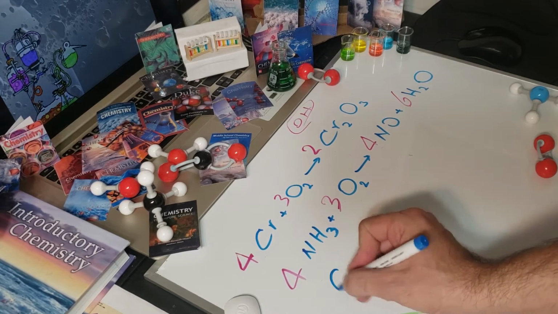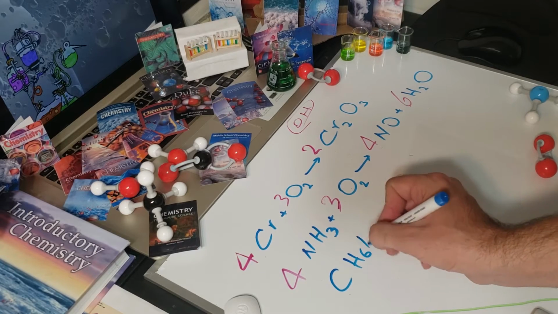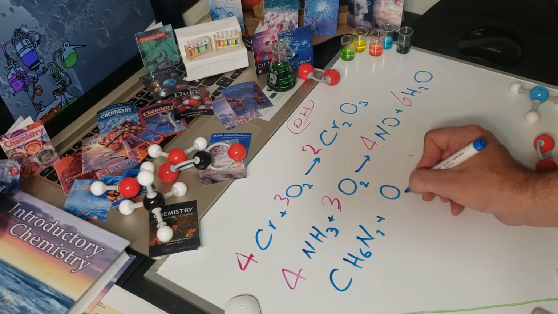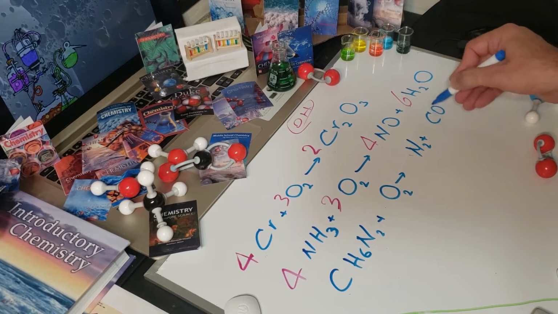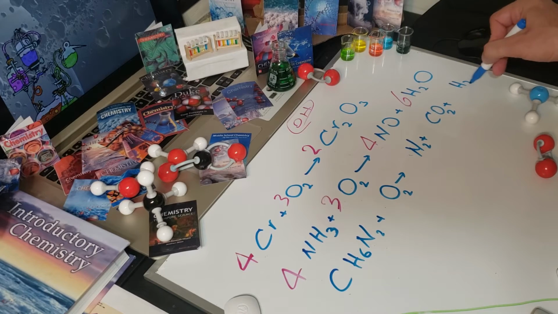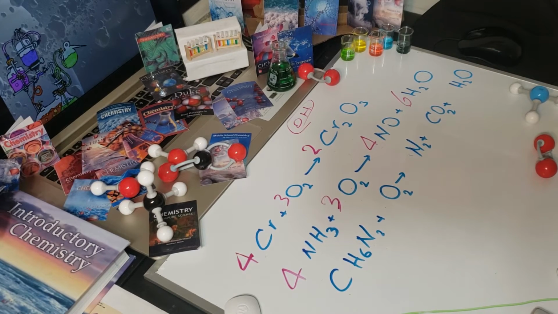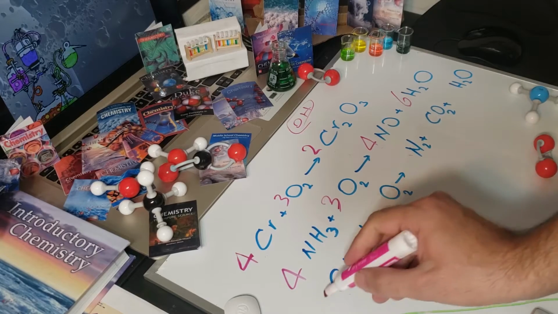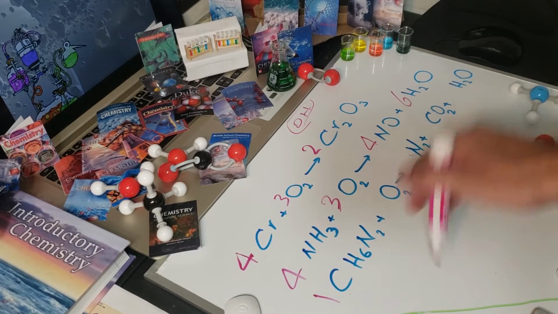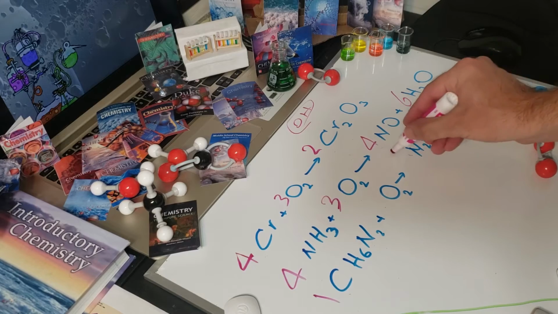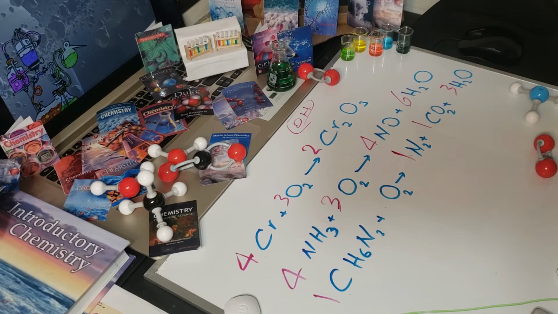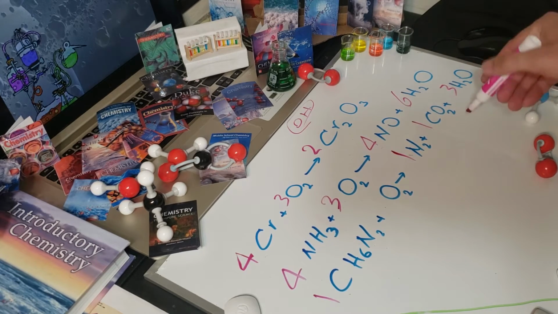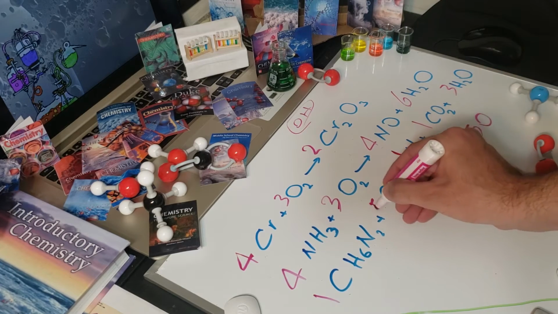Let's go with another example, CH6N2 plus O2 giving you N2, CO2, and finally H2O. Okay, so I certainly start with this, put a 1 here, 1 carbon, so 1 carbon, 2 nitrogen, so 2 nitrogen, 6 hydrogens, so 6 hydrogens, and I have 3 oxygen here and 2 oxygen here, so 5 oxygen, so I do 5 over 2.